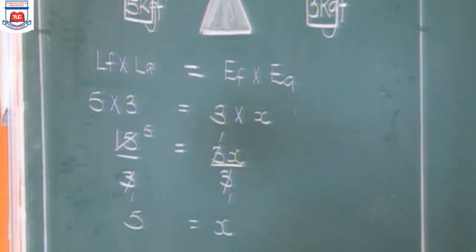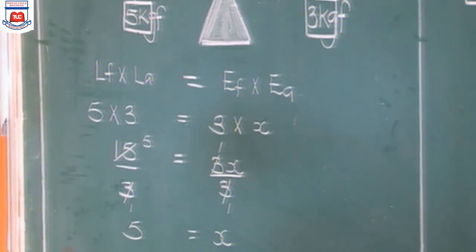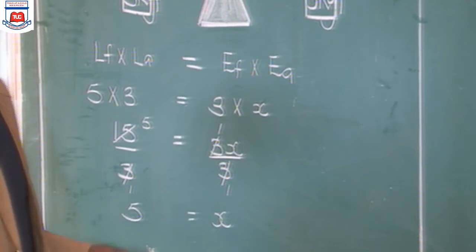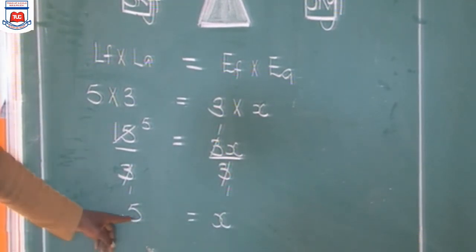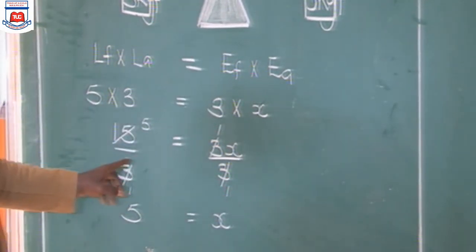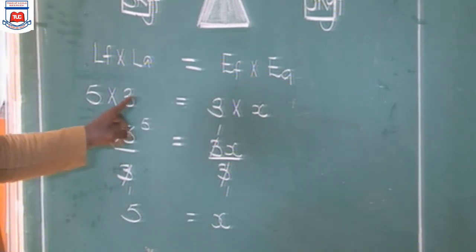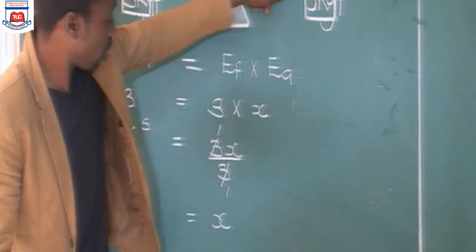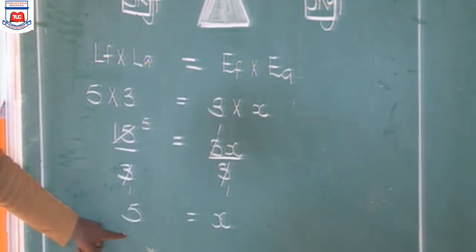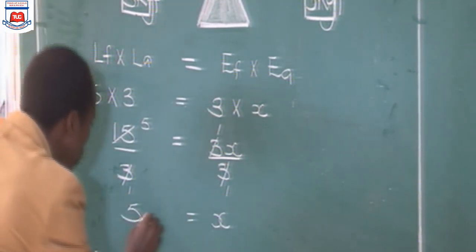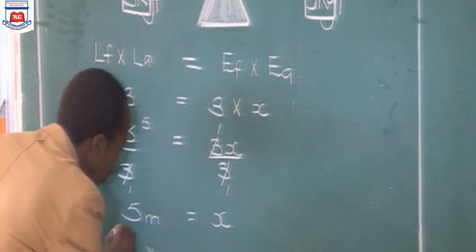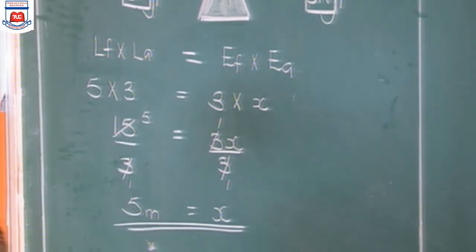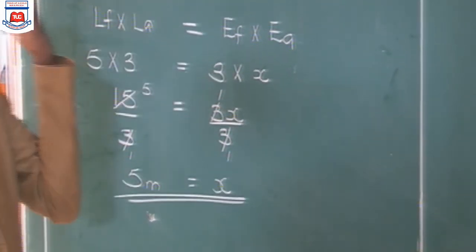Now, 5 what? Some of you leave it there hanging. X is equal to 5 because I told you to find X, but X should be in meters. So in other words, the effort arm, which is represented by X, is what we have now discovered as 5. In this case, it is 5 meters. As simple as that. That was a recall, it was a reminder of what you did previously.